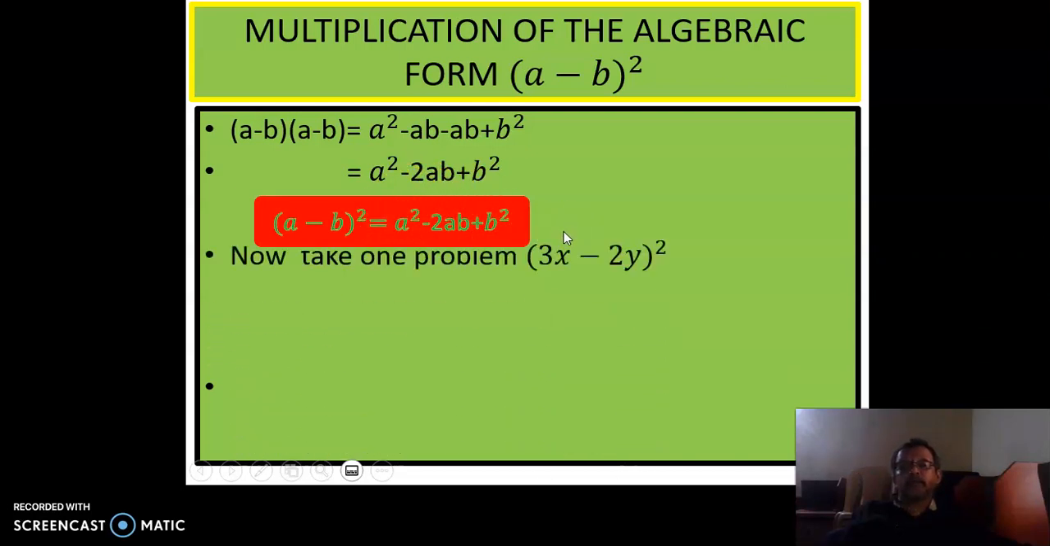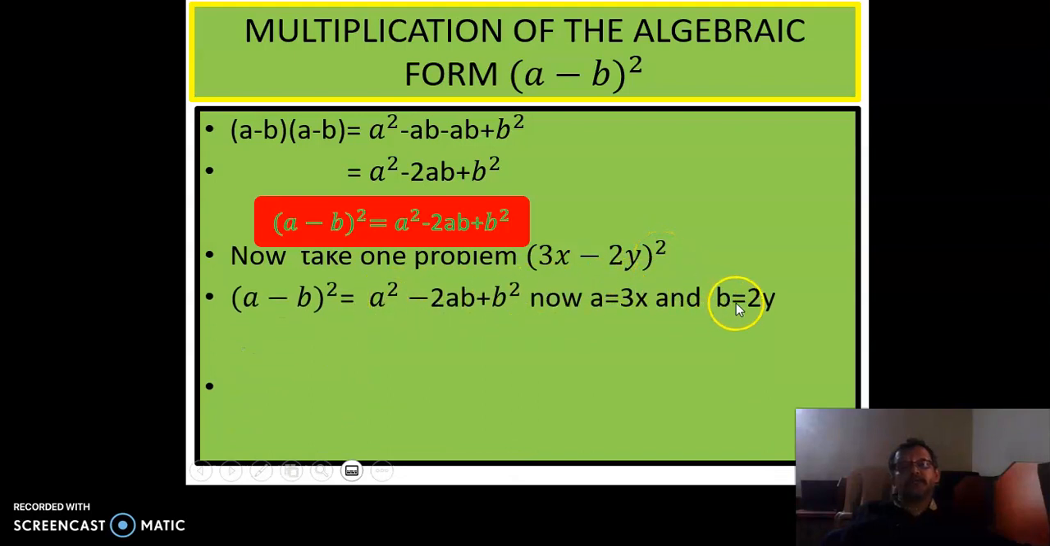Now let us take one problem. (3x minus 2y) whole squared. So here a equals 3x, b equals 2y. Substitute for a and b. So (3x) whole squared. Here I put a bracket, to make it clear, around 3x whole squared. Don't write 3x squared. 3x squared is different from (3x) whole squared.